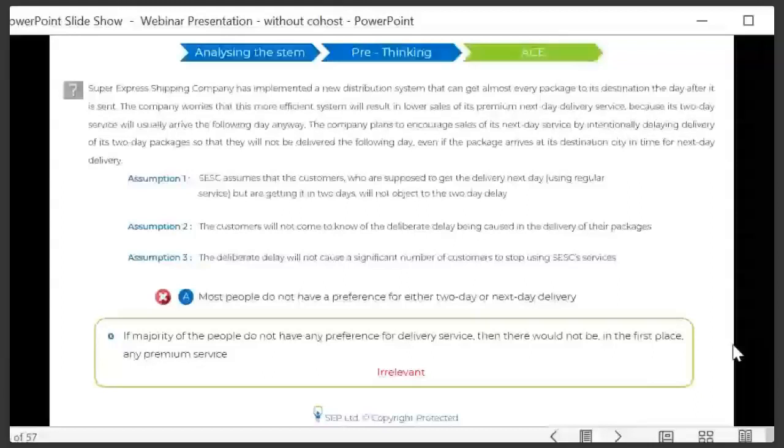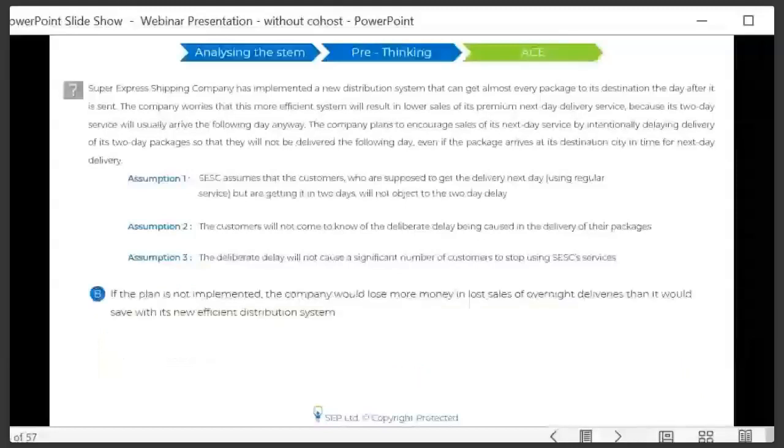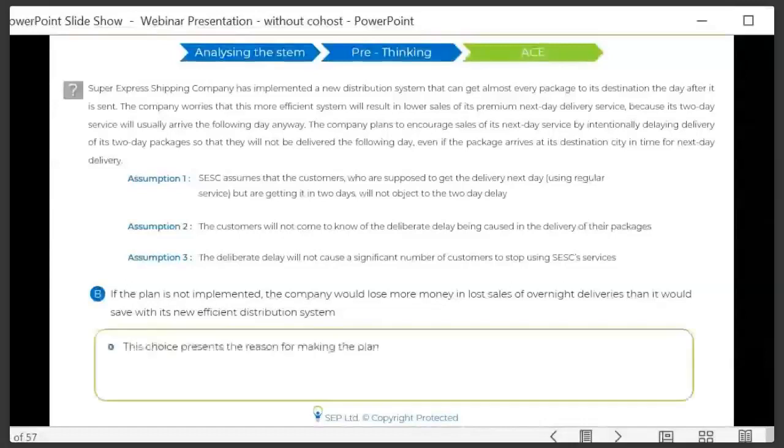Let's see what choice B says. If the plan is not implemented, the company would lose more money in lost sales of overnight deliveries than it would save with its new efficient distribution system. So this choice presents the reason for making the plan, okay? This is the reason why the plan was made, definitely. If the plan is not there, this will happen. More loss is going to be there. So this could definitely be the reason behind making the plan.